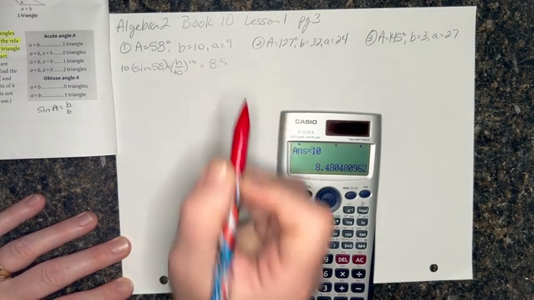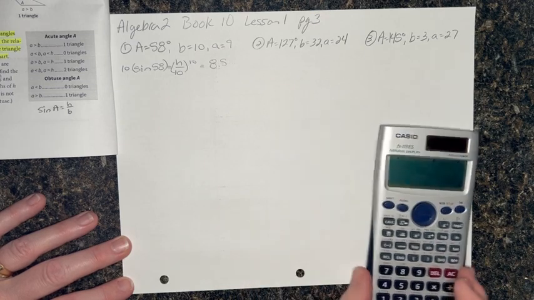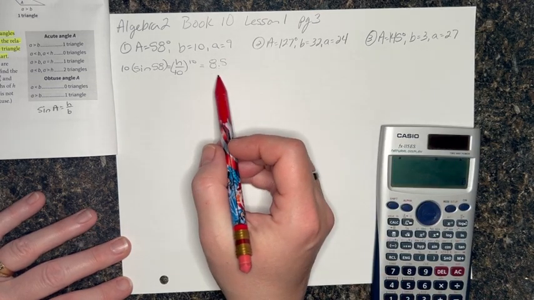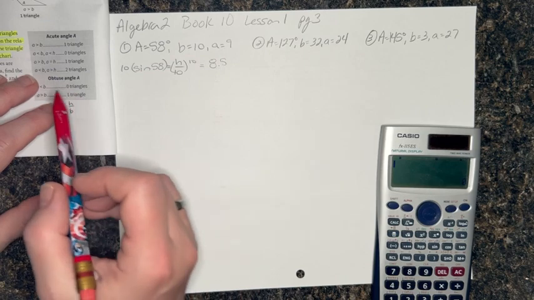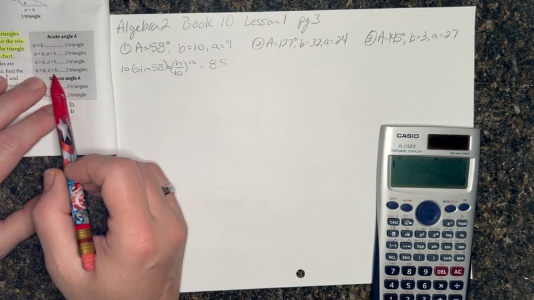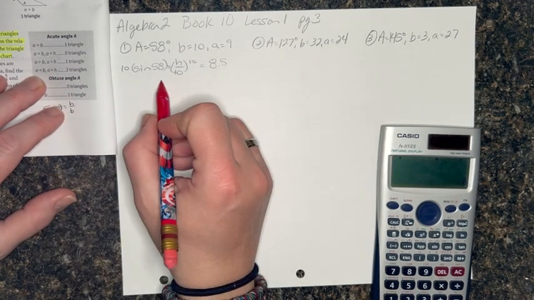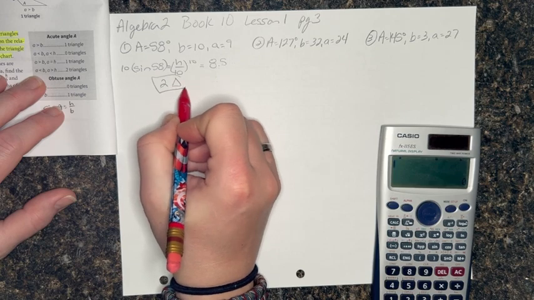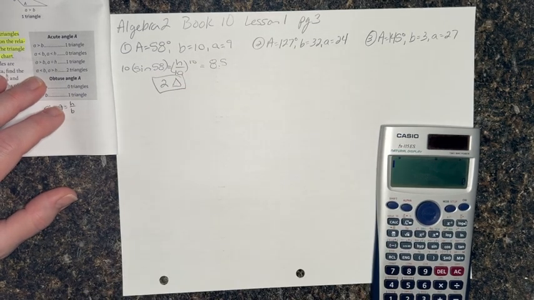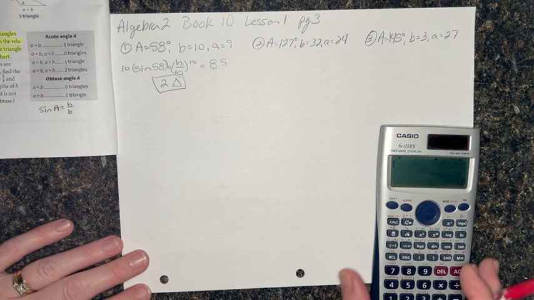Okay, so the height is 8.5, which is less than A. So A is less than B, but it's greater than the height. So there are two triangles available, or possible, I guess, is a better word. Okay, let's look at number 2.